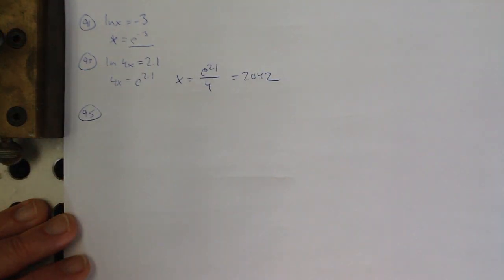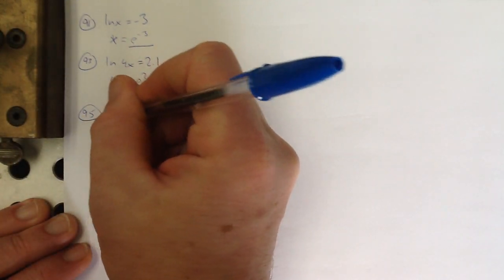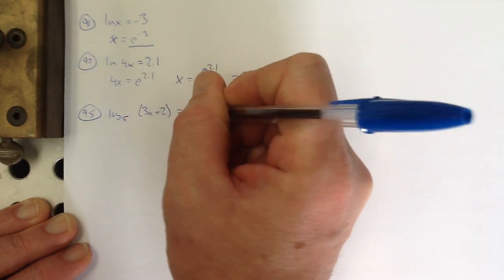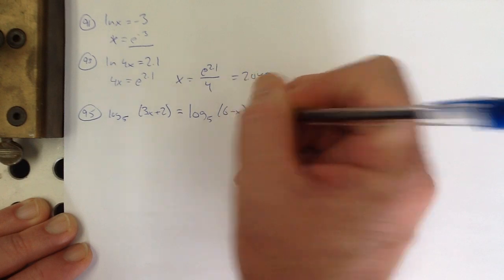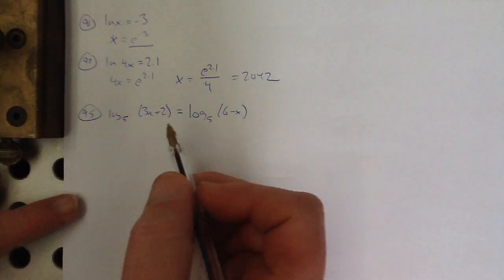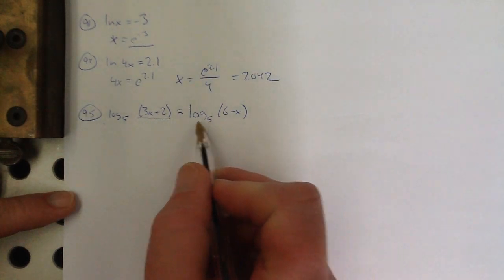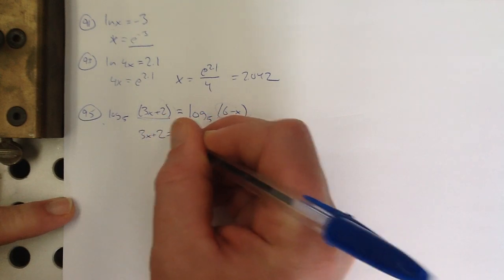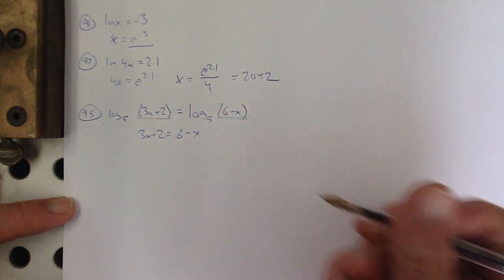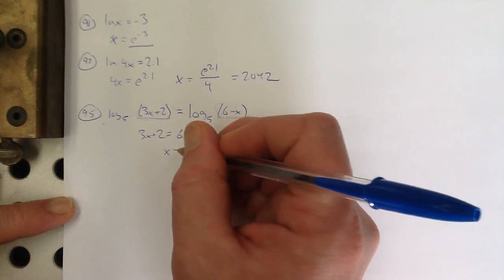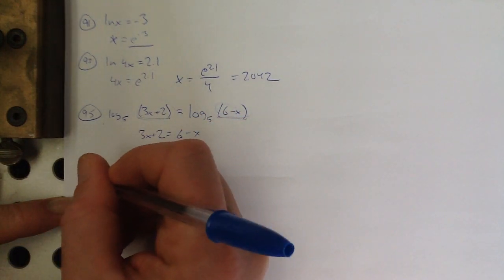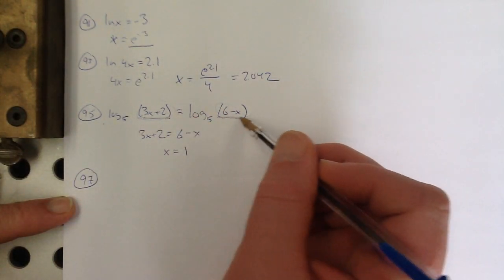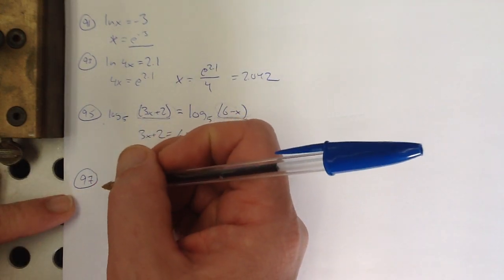Number 95, log base 5 of 3x plus 2 is equal to log base 5 of 6 minus x. Well, this is a little bit different logarithm rule. This is just the rule that says if you got log base 5 of thing equals log base 5 of thing, then those things have to be equal to each other. Kind of obvious. And then that's just like a baby algebra 1 problem. So x equals 1. The check of that, you just plug 1 back in here. That gives you 5 and 5. So obviously that's right.